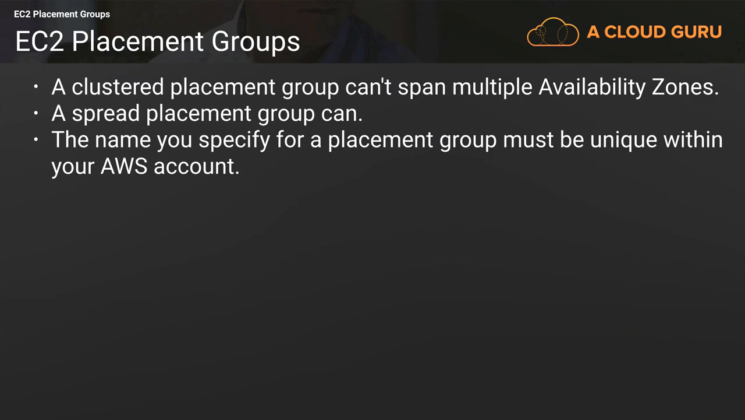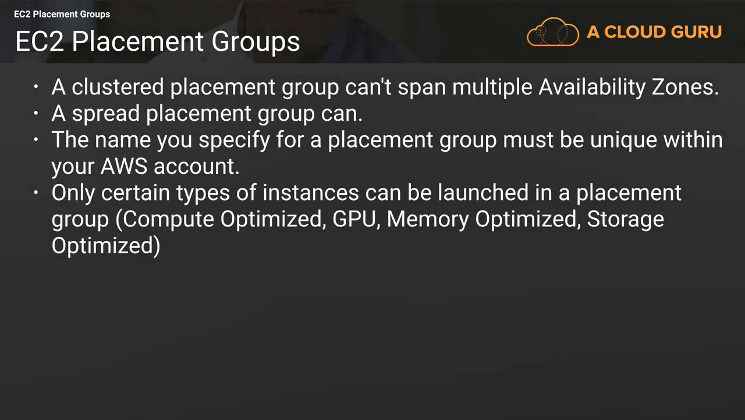So what are the key things you should understand going into the exam? Well, a clustered placement group can't span multiple availability zones, whereas a spread placement group can. Also, if you do see the name placement groups in the exam, assume that it's a clustered placement group, simply because that is the oldest one. Spread placement groups were only released at re:Invent recently, and the exams might not yet be updated. Another thing to note is that the name that you specify for a placement group must be unique within your AWS account, and that includes both clustered and spread placement groups.